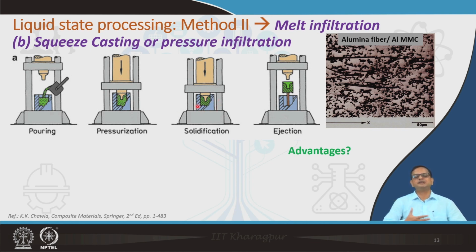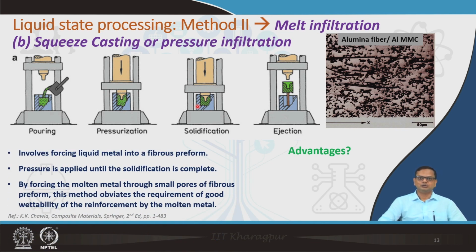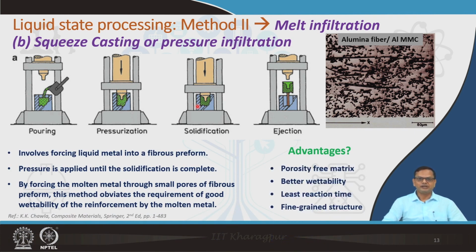So the whole process takes place in a few seconds. The ram moves slowly and pushes the liquid into the preform. So, what are the advantages here? Obviously, residence time is quite low. And yes, a porosity free matrix, because you are applying a very high pressure, even compared to gas pressure infiltration. Wettability is better again because of the higher pressure, and again because of higher pressure, less reaction time.